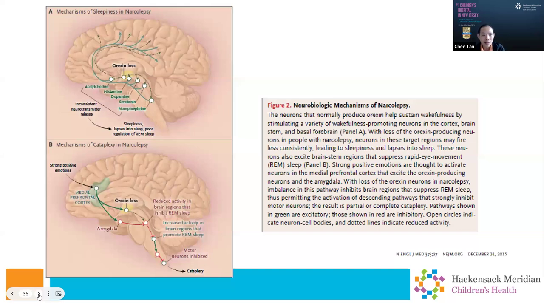So in regards to the pathophysiology of narcolepsy, basically it is thought to be due to the loss of hypocretin or orexin in your hypothalamus. So orexin helps with wakefulness, and also helps with regulating REM sleep. So if you lose the orexin, then you go into sleep easier. And then orexin also helps with suppressing REM sleep. So if you lose orexin, then you get intrusion into REM sleep easier. Next slide, please.